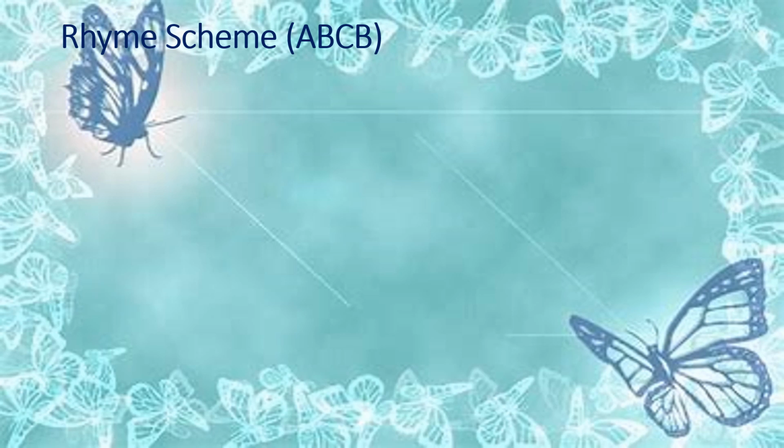Now students, we will talk about rhyme scheme, which is ABCB. Okay, this ABCB rhyme scheme has been used in this poem, but every poem has a different rhyme scheme. So let me first tell you what a rhyme scheme is, and then I will tell you about the ABCB rhyme scheme.